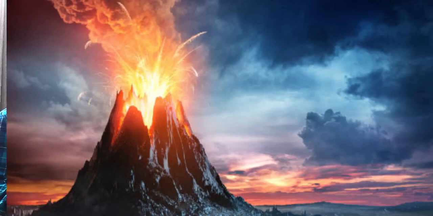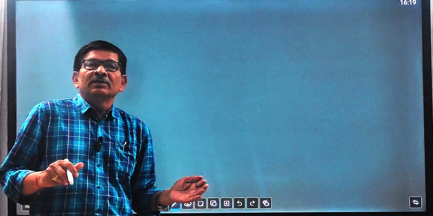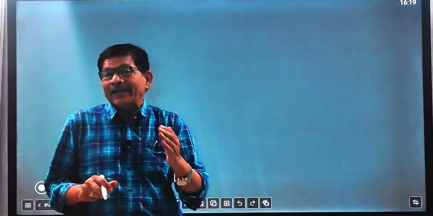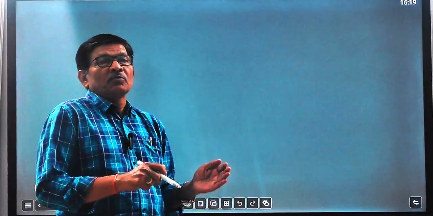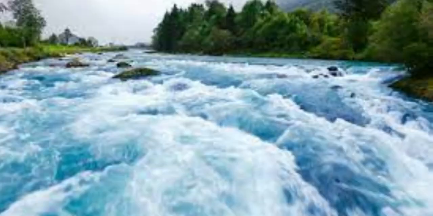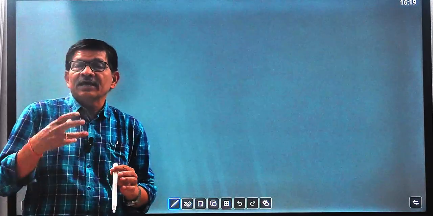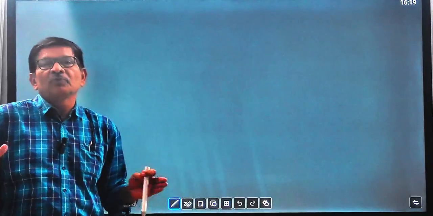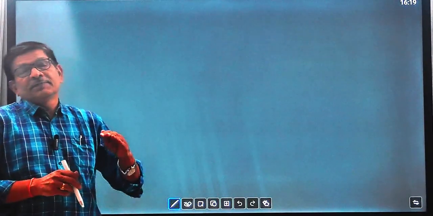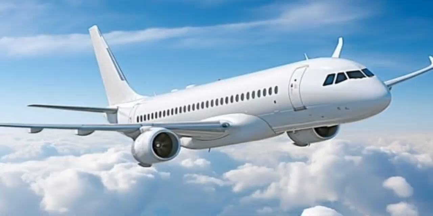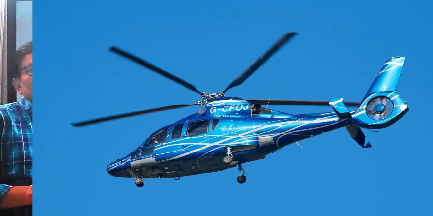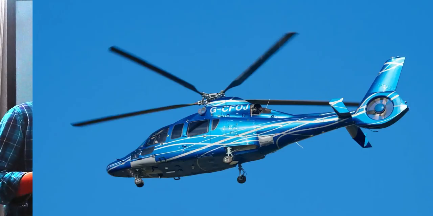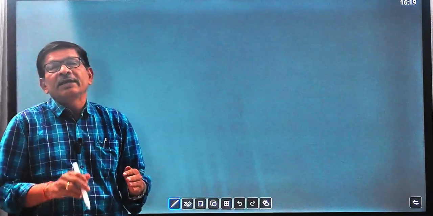Whenever there is a moving fluid, whether it is a flow from a volcano or a flow in a river, any kind of flow is always involved with forces. So here we will consider forces, because the ultimate aim of fluid mechanics is how forces are created with the moving fluid, whether it is the lifting and moving of an aeroplane or helicopter. All kinds of motion inside the fluid involve the interaction of energy and force.